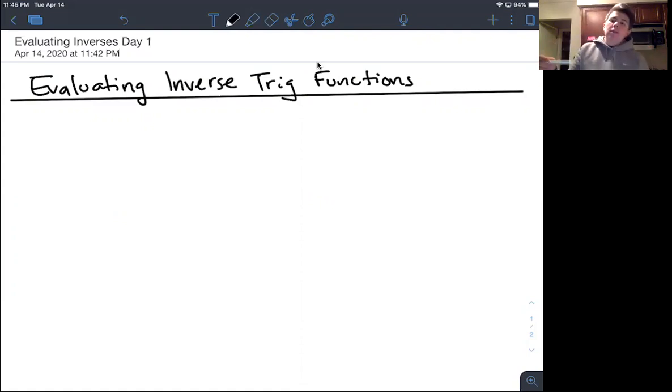So we've already been doing this a little bit as we solve equations. We use inverse trigonometry to find out what our theta is equal to, what our x is equal to. But what we're doing now is moving on to just evaluating. Instead of solving for x, we're going to be evaluating for x. So that's what these notes are here today.